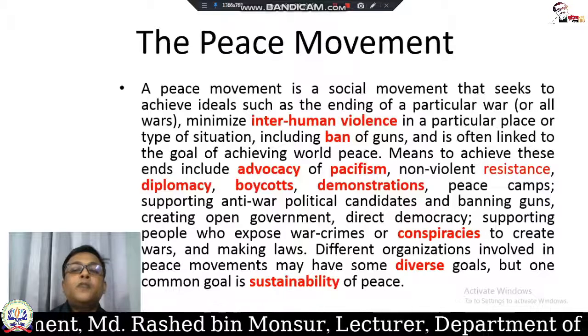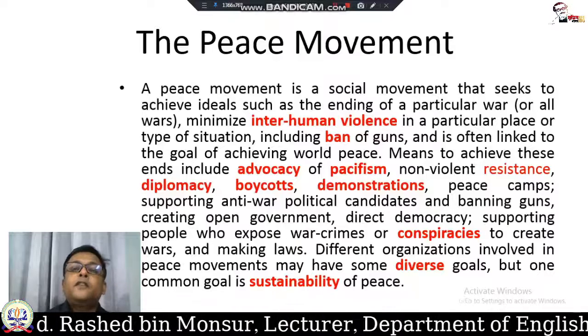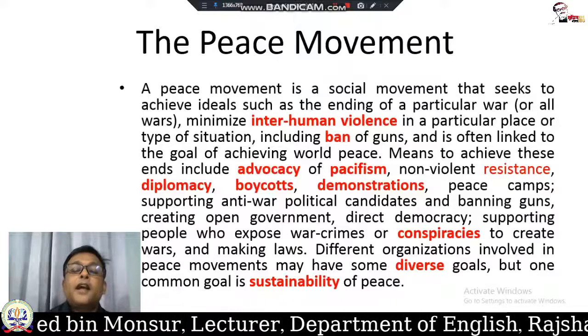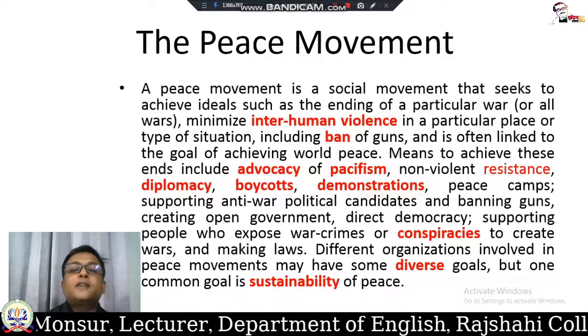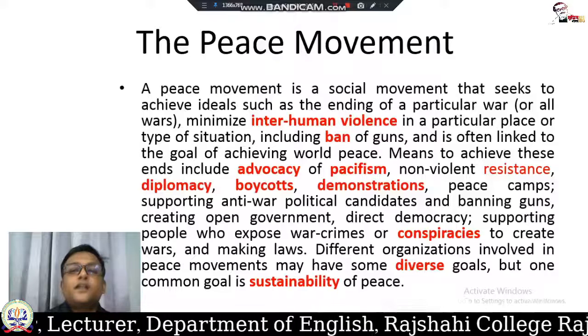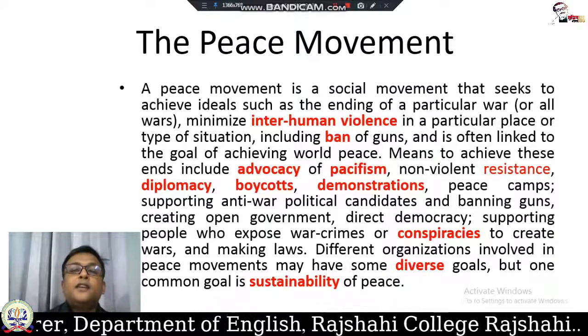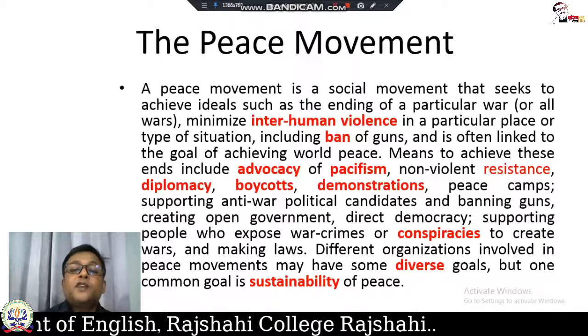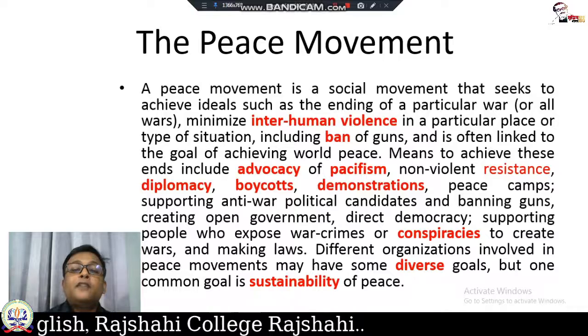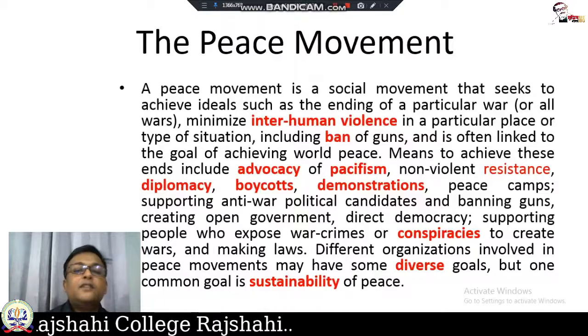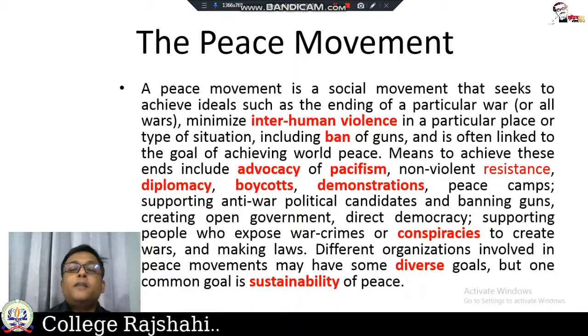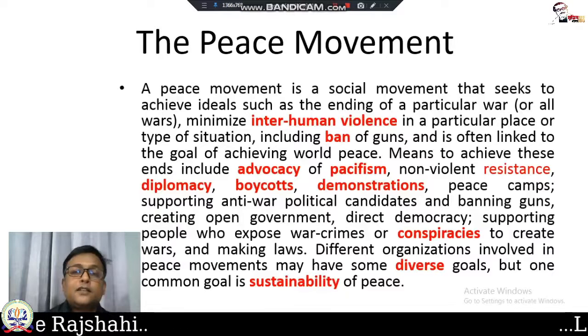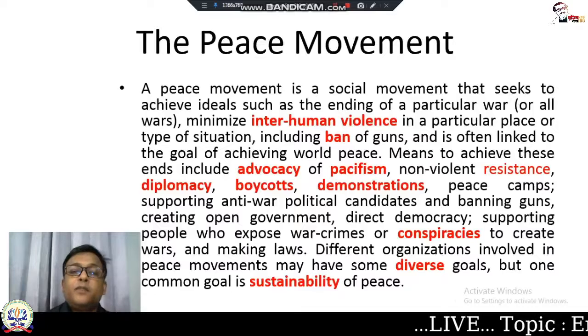Violence can be between two different classes of men, and this kind of violence which happens between two different classes of men is known as the interhuman violence. So peace movement also tries to end interhuman violence in a particular place or a particular situation, including ban of guns. So how can you achieve success in a peace movement? You have to ban the guns.